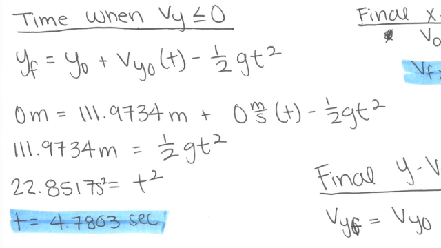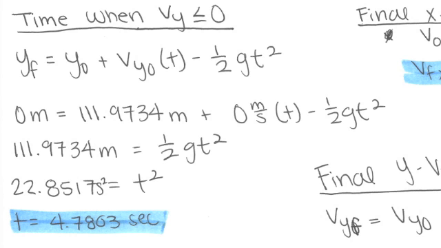Next, we have to solve for the time that it takes the projectile to go from its maximum height to the ground. We have to use the position function because we don't know the velocity of the projectile right before it hits the ground. So we use the equation y final equals y initial plus vy initial times time minus 1/2 gt squared. And then we plug in the values that we know.